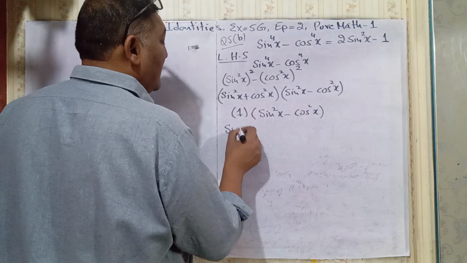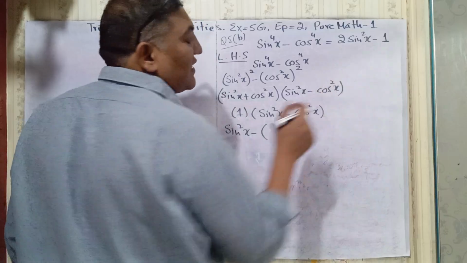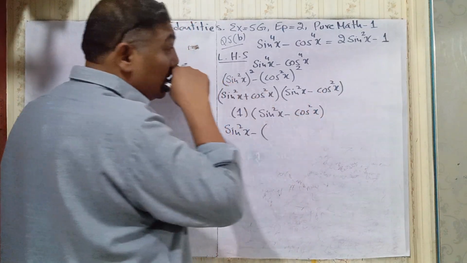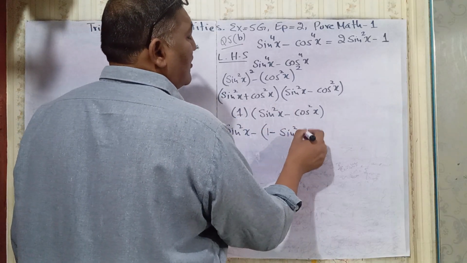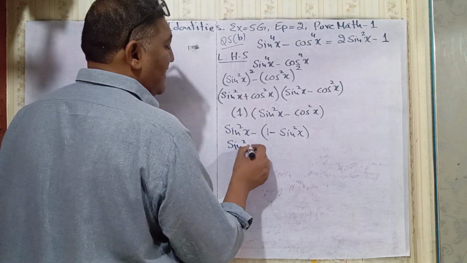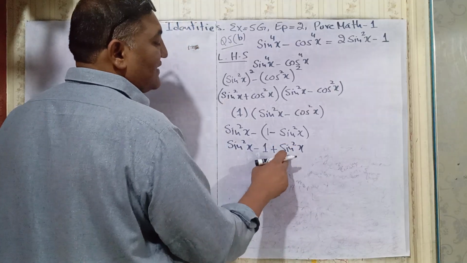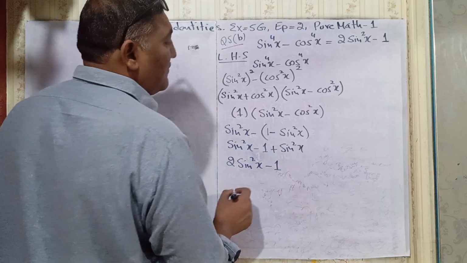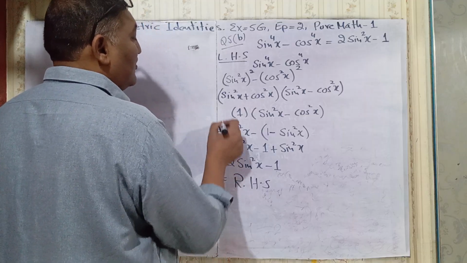So you will have sine square x minus, in the place of cos square x, because I want the answer only in terms of sine, so cos square x can be substituted. You know, cos square x is equal to 1 minus sine square x. So now this will become sine square x minus 1 plus sine square x. Sine square x plus sine square x, that will become 2 sine square x minus 1, which is equal to the right hand side. So this is how this is done.